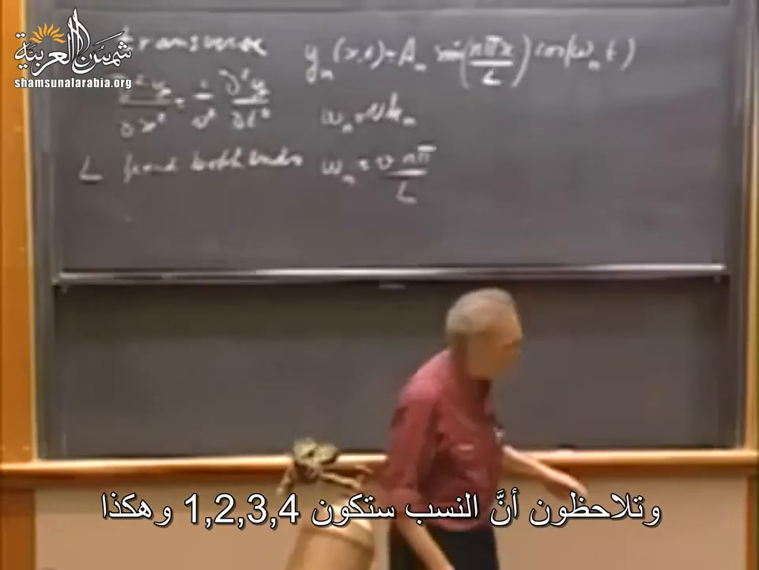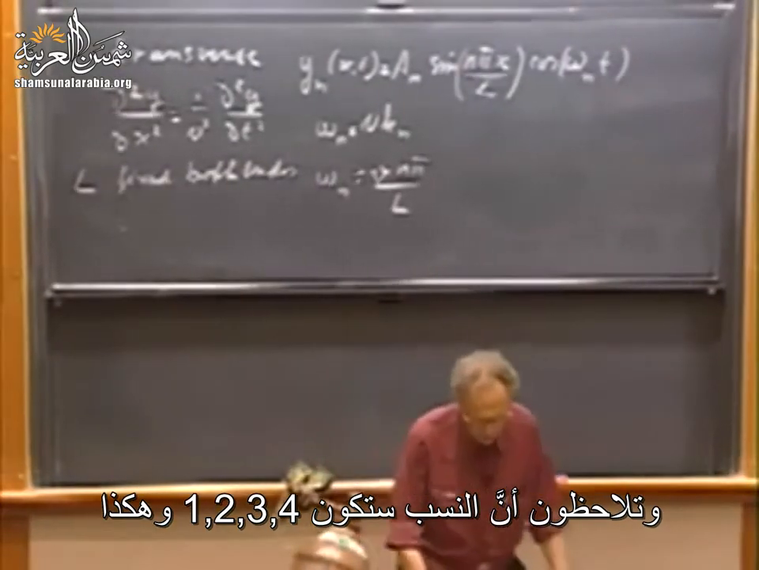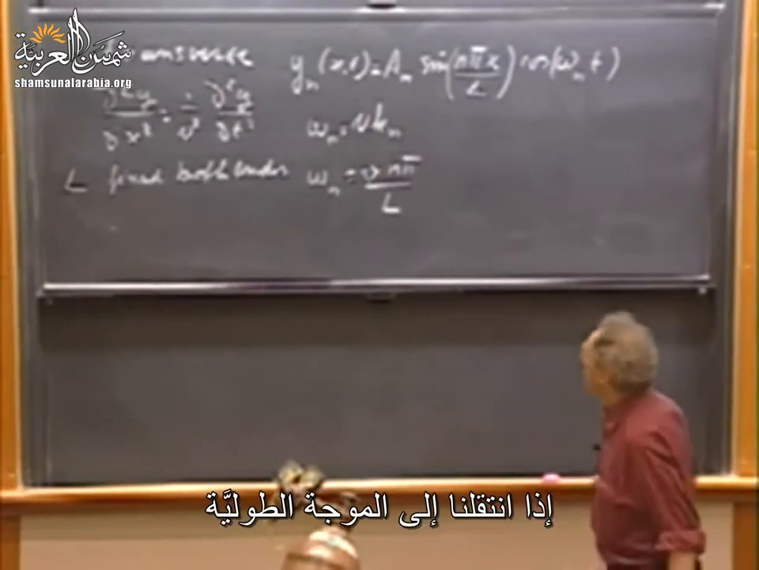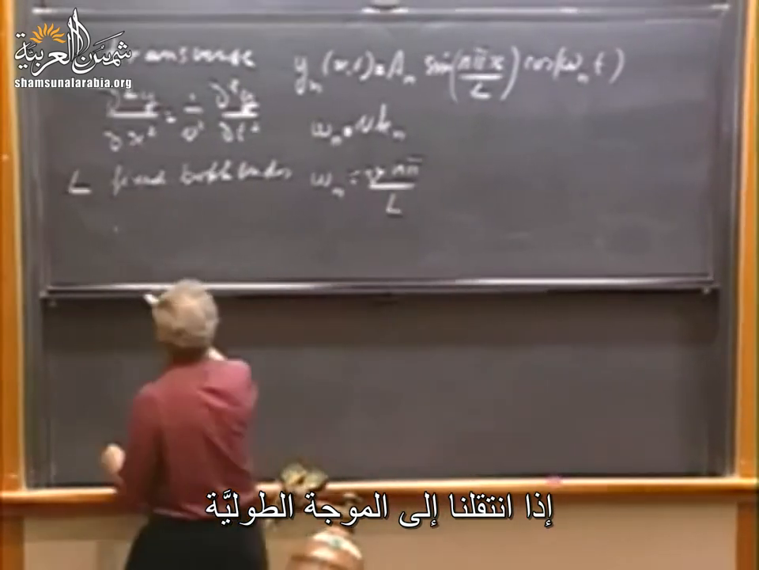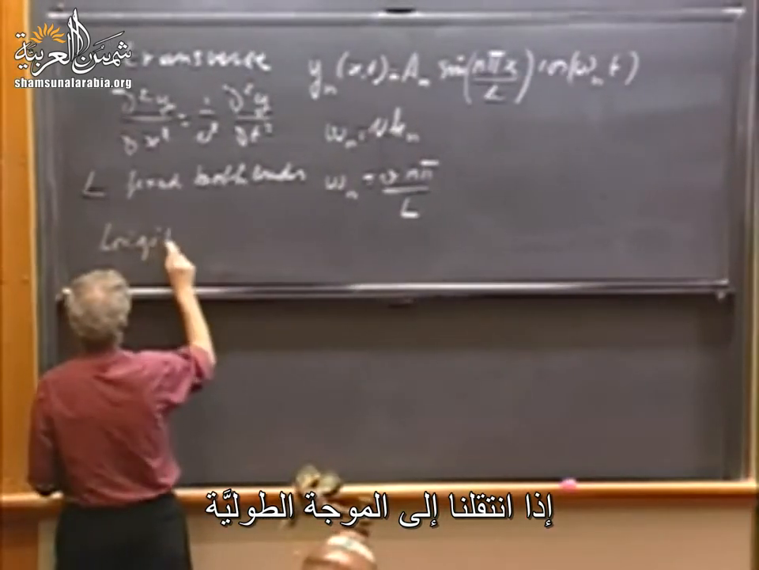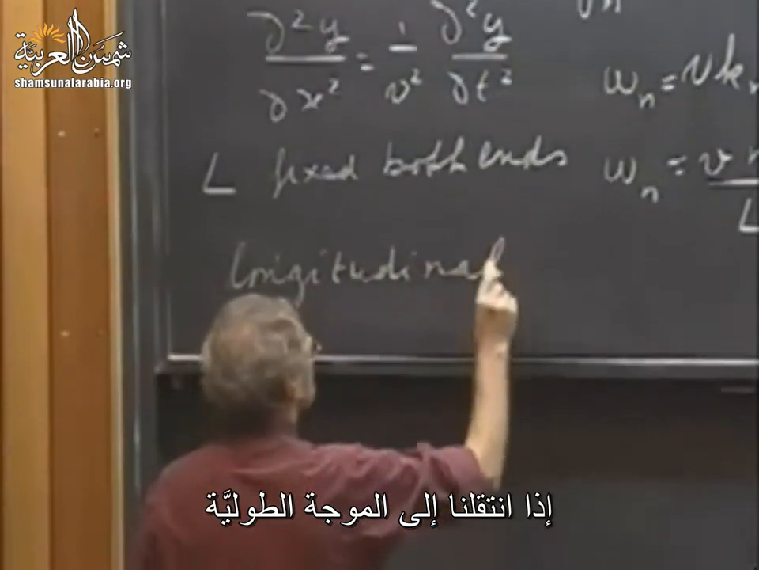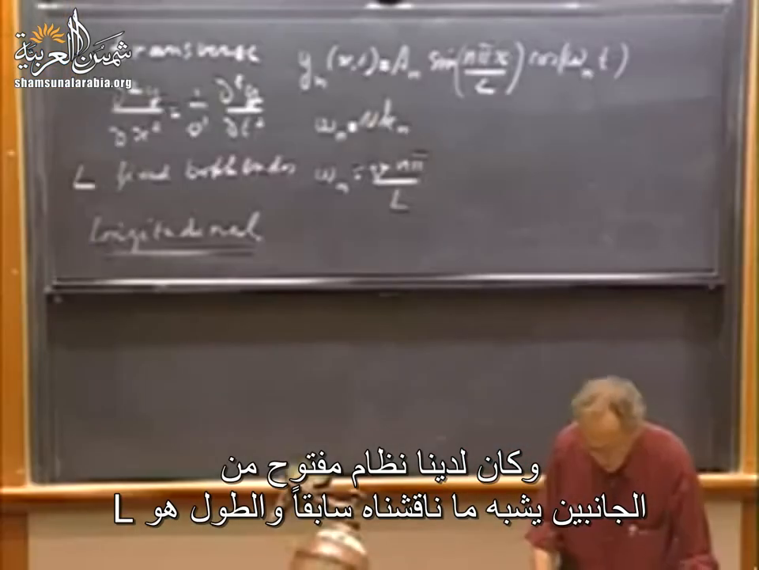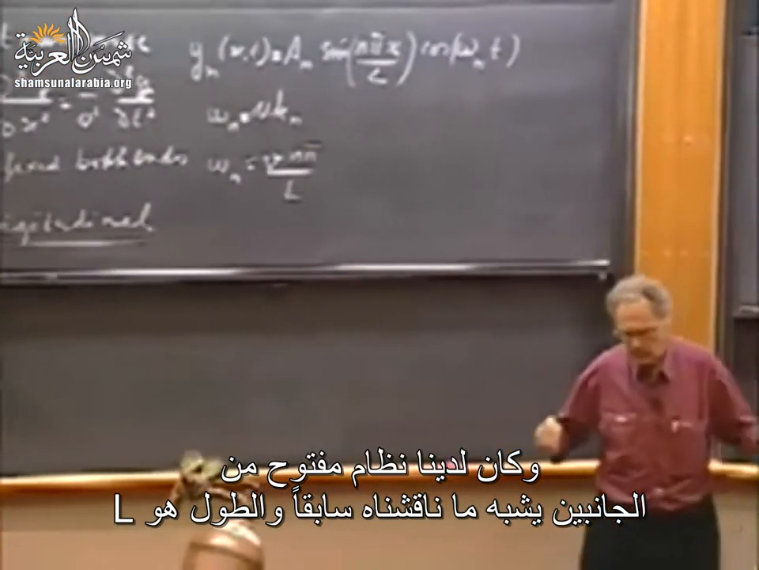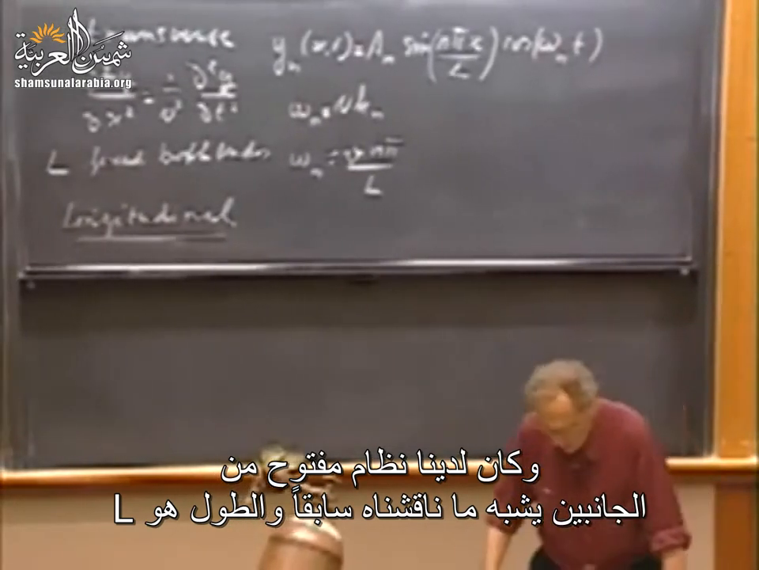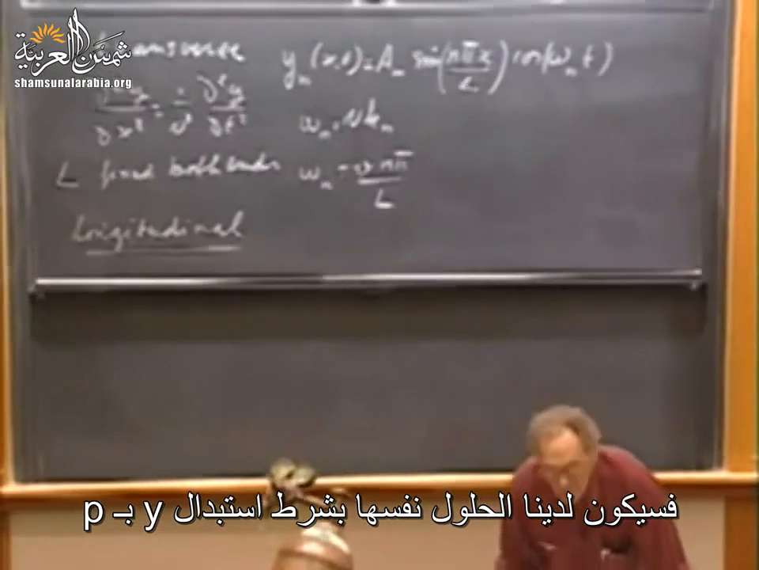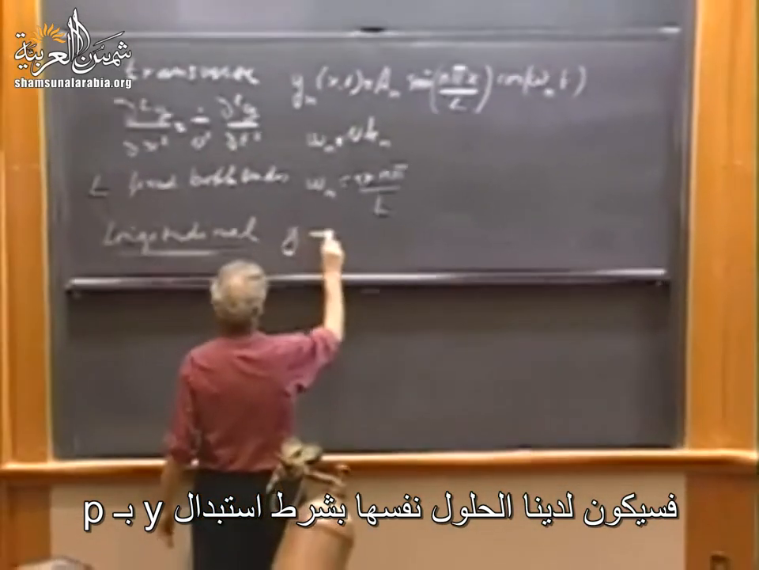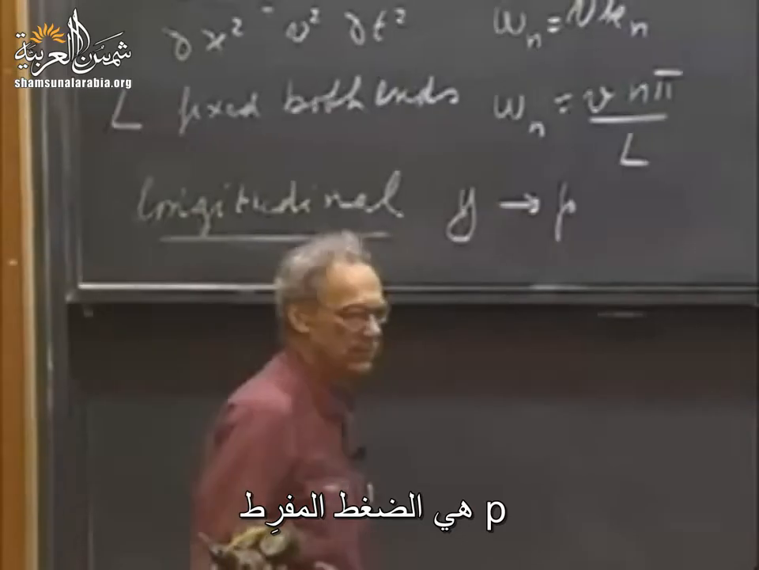And so you see the ratios 1, 2, 3, 4, and so on, n v over L, that's right. Now if we go the route of longitudinal, then if we have a system which is open-open, like we discussed before, and it has length L, then you get exactly the same solutions, provided that you replace what we have as y there by p, p being the overpressure.